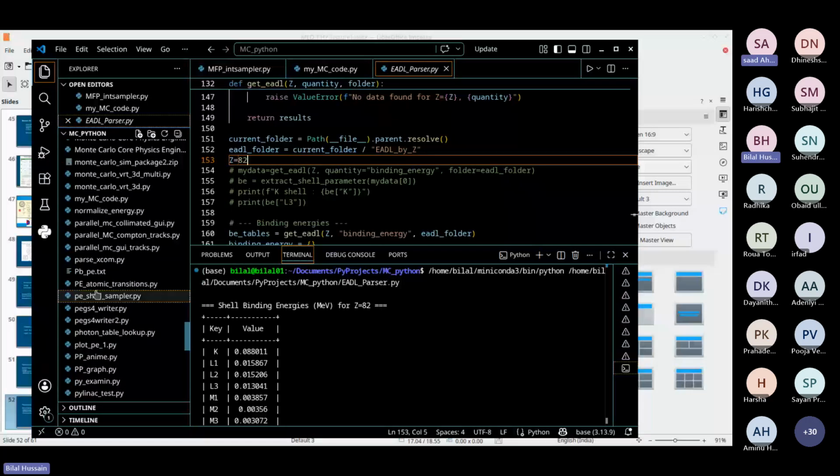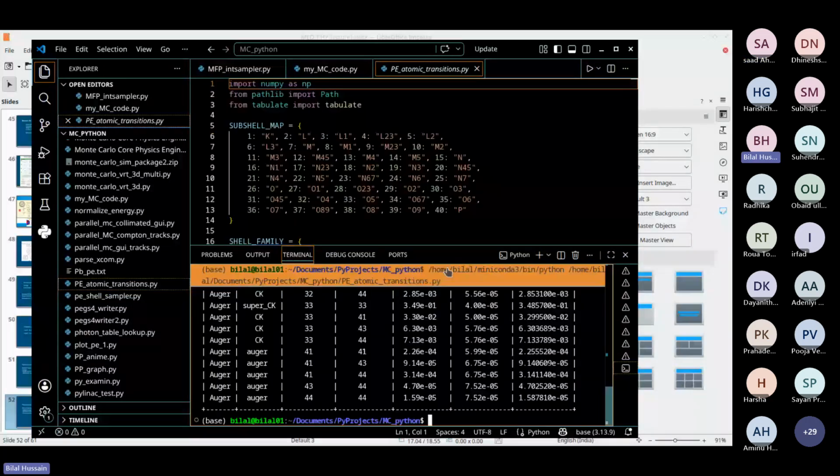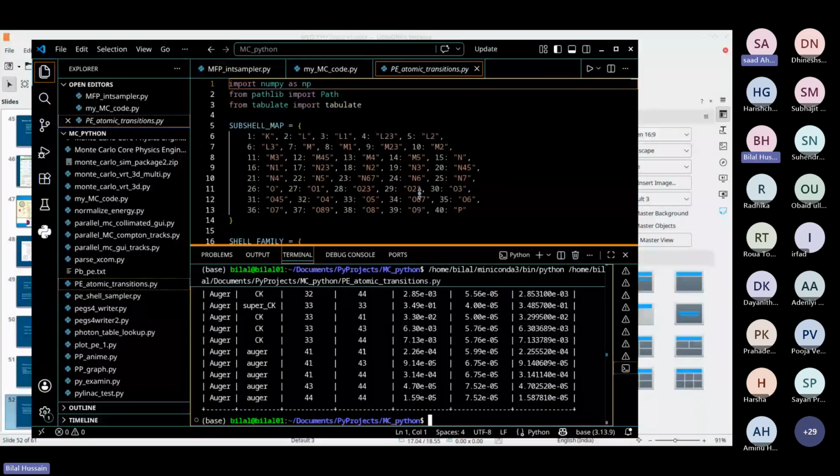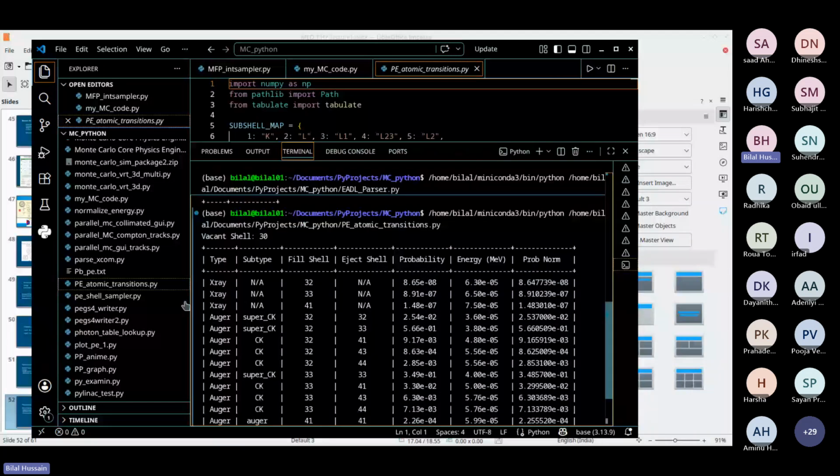I have another code here. Actually, now you can see from this code. Here it gives what type of transition, what photoelectric atomic transition can take place. This first sampling is from the EADL, EPDL table. What happens is it emits X-rays. What's the probability? What is the energy of the X-ray emitted?